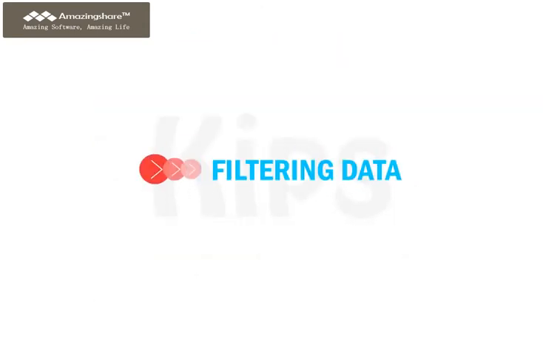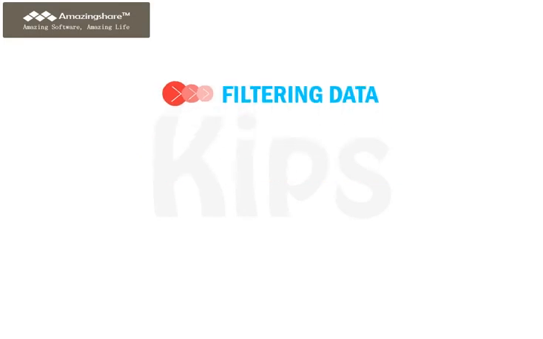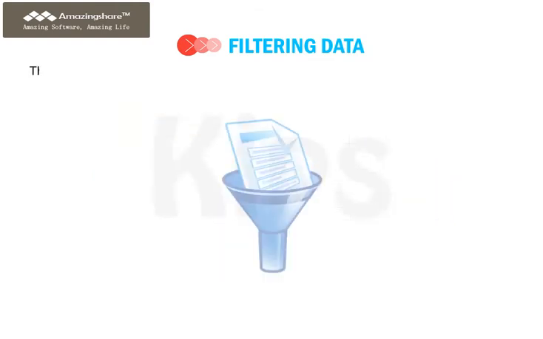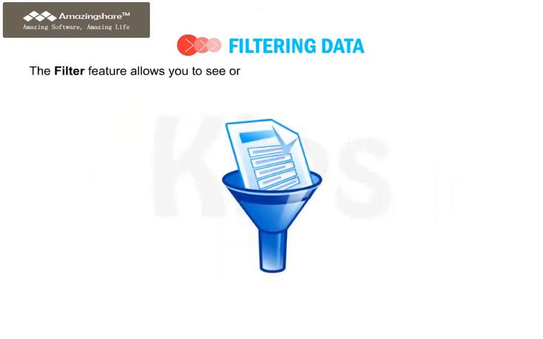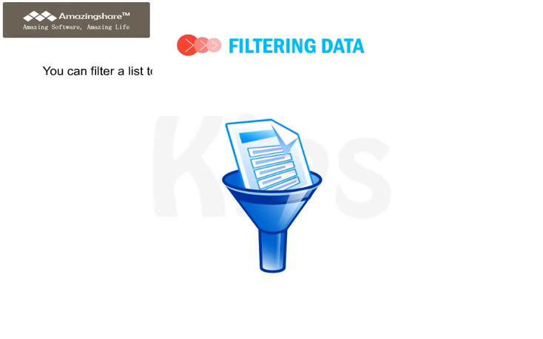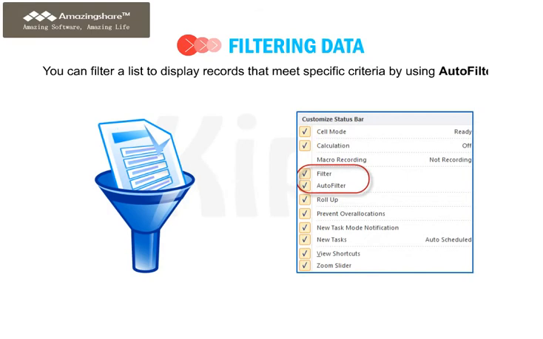Let us now discuss filtering data. Microsoft Excel provides several ways to analyze data in a list. The filter feature allows you to see only those records that you want to display while it hides the rest of the data temporarily from the view. You can filter a list to display records that meet specific criteria by using AutoFilter command.